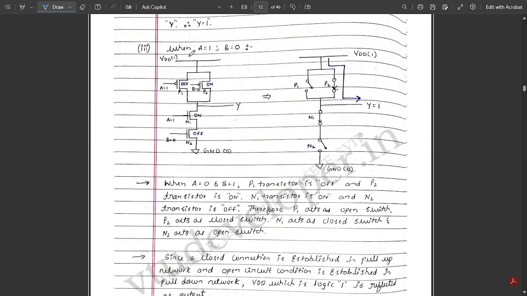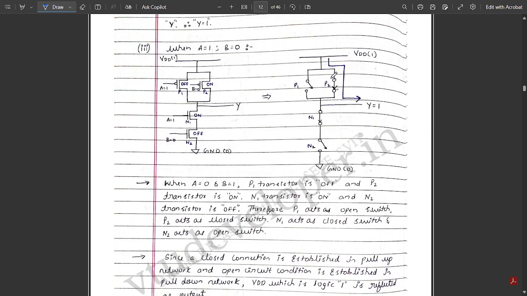Next, when A equal to 1 and B equal to 0, again, when A is 1, the PMOS transistor 1 is in off state and this is in on state. So when this is off, this would be on, and when this is on, this would be off. The corresponding circuit diagram as switches is mentioned here. Since this is off, this PMOS switch is open. This is on, so this switch is closed. This is on, so again this switch is closed and this is open.